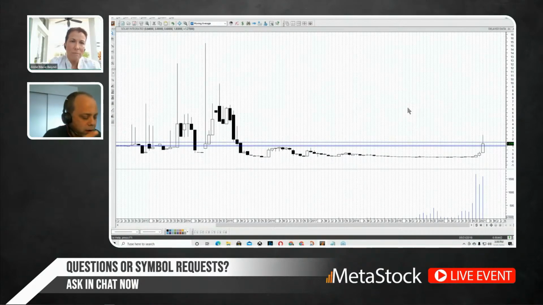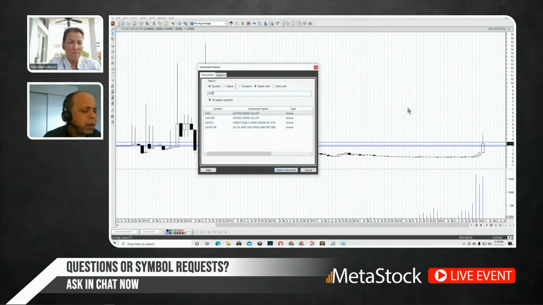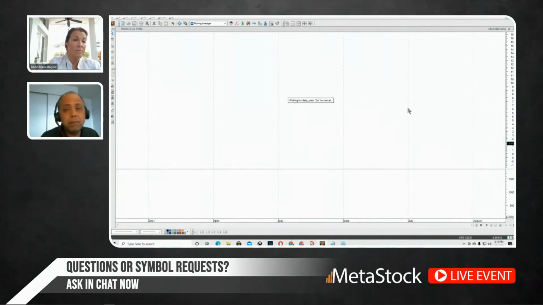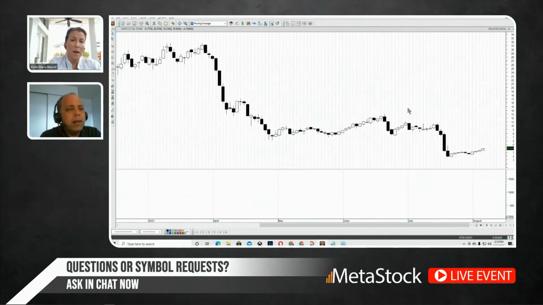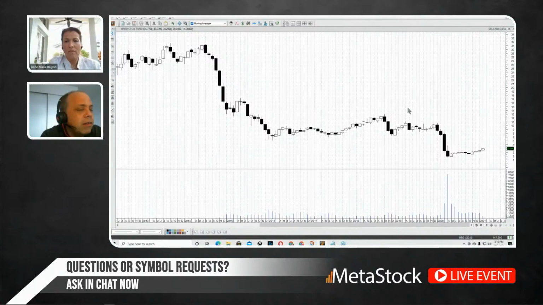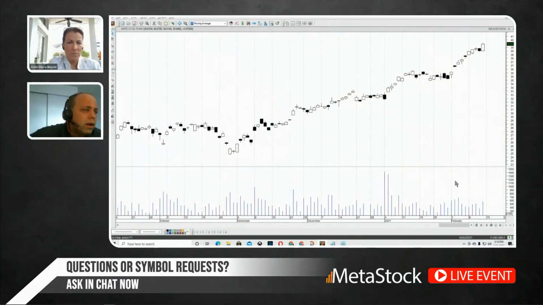Let's talk about a different one. I'm kind of curious, I haven't looked at this chart in a little bit, but let's take a look at oil. This is USO, the ETF. Let's say that we think the economy is going to get more open. This might be a way to play it. Wow, look at this chart.